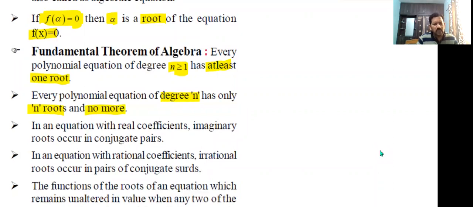So in those roots, how to identify them? Imaginary roots, conjugate roots, real roots, equal roots, like that. In an equation with real coefficients, imaginary roots occur in conjugate pairs. Yes, we know that. What is an imaginary root? Take one example. Alpha plus i beta. This is one complex number. Alpha is the real part, beta is the imaginary part. Alpha plus i beta is an imaginary root.